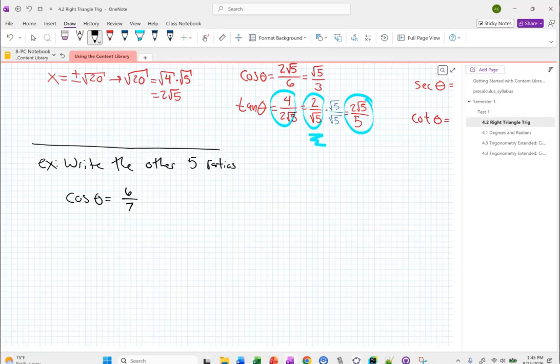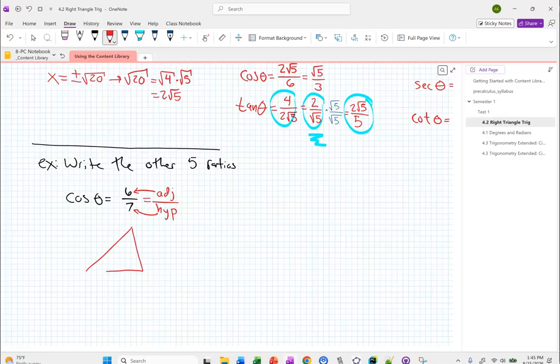So when I see a problem like this, where again, it's asking me to write down all the ratios, I have one of them. I want to start by translating this statement into a triangle, into a picture. So if I look, the trig function we're given is cosine. If I think back, cosine means adjacent over hypotenuse. So my adjacent side must be 6, and my hypotenuse must be 7.